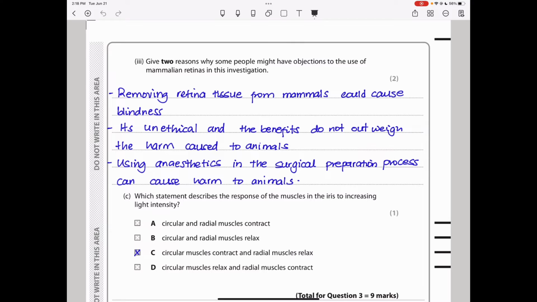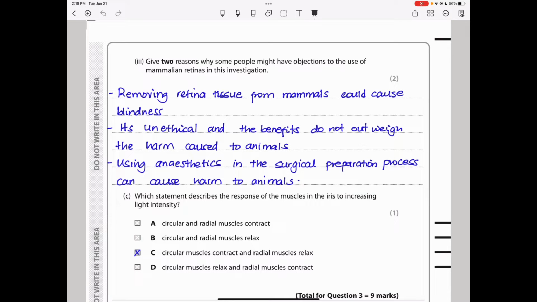The next part says, give 2 reasons why some people might have objections to the use of mammalian retinas in this investigation. Now, if you use mammalian retinas in the investigation, it means you have to cut out tissues from mammals. When somebody's retinal tissue is cut out, there is a chance that it can lead to blindness. So that is very bad if they are still alive. Also, it's unethical because usually when you carry out research in biology, you have to weigh the benefits as well as the harm, the pros and cons.